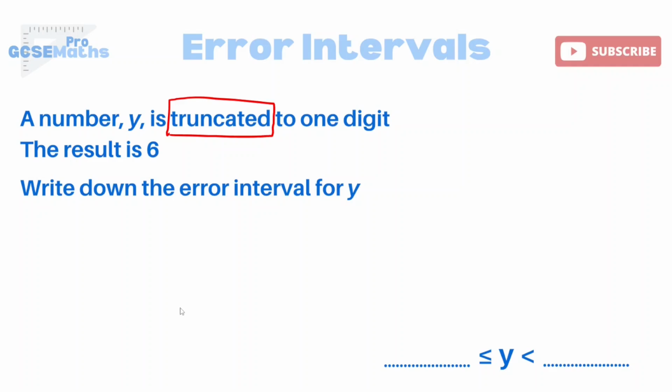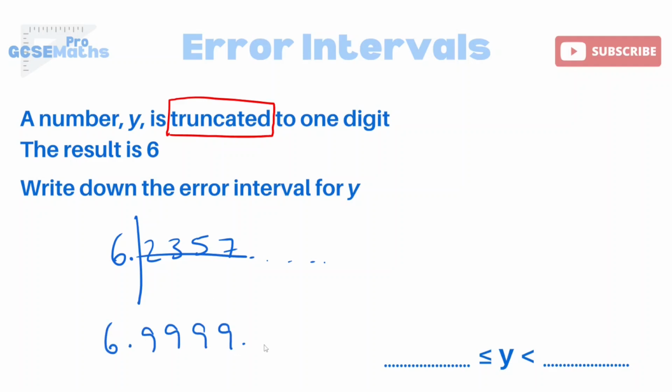It was just whatever was there, it was cut off after one digit. This is still 6 in the units column, right? So we don't know what the number was. For example, it might have been 6.2357. We don't know. What truncated means is they just went, oh, one digit, okay, that's a 6, cut off the rest. It could have been 6.9999 forever, but truncating, you would just cut it off. So it's not rounded up or down.